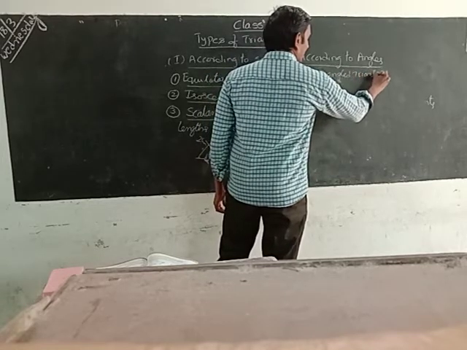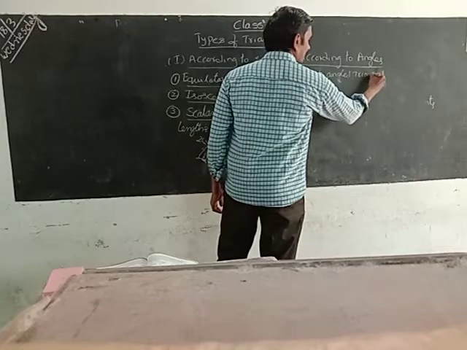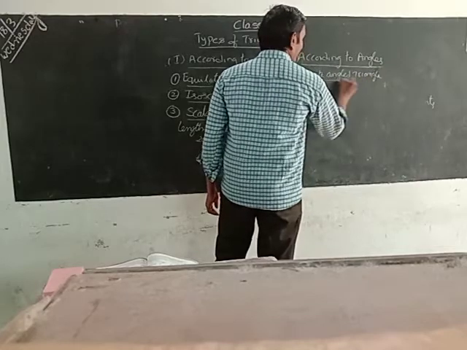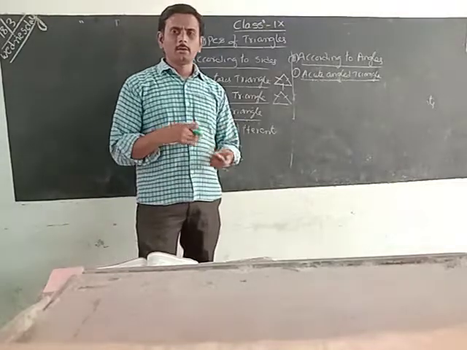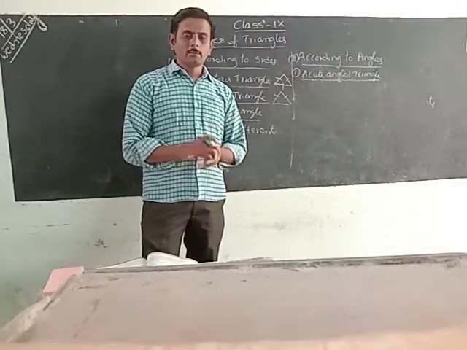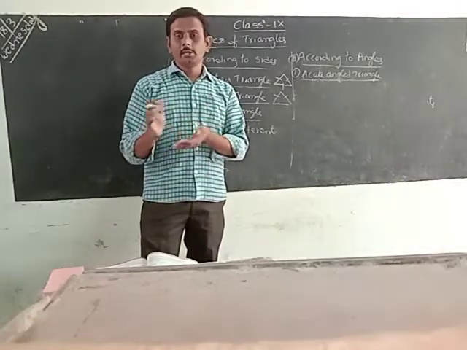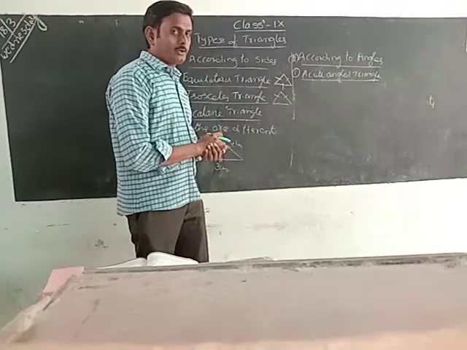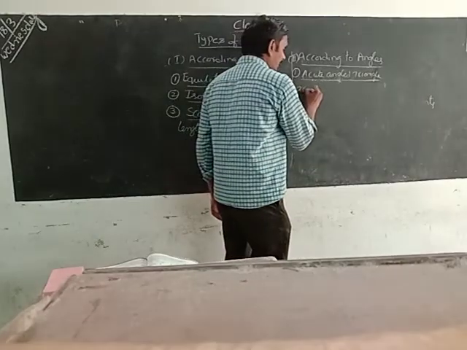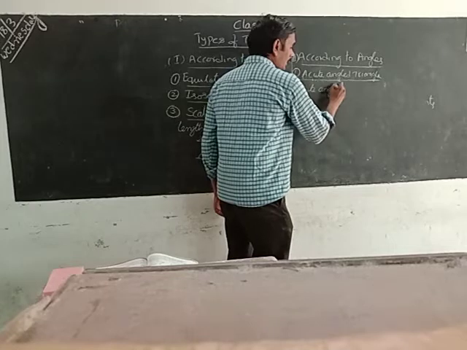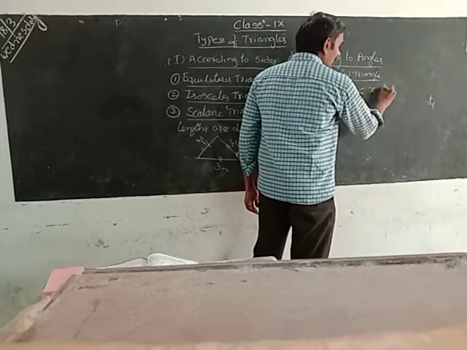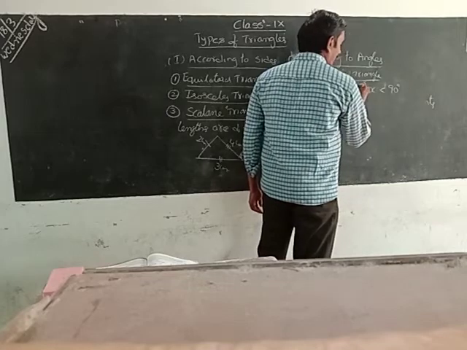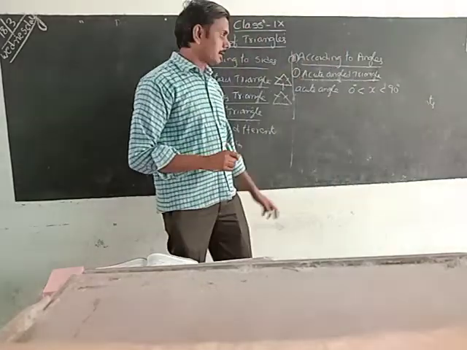What is meant by acute angle triangle? Acute angle triangle means all angles should be, already we know when we say acute angle, the measure of angle lies between 0 and 90. Whenever you want to say acute angle, the measure of angle lies between 0 and 90 degrees.